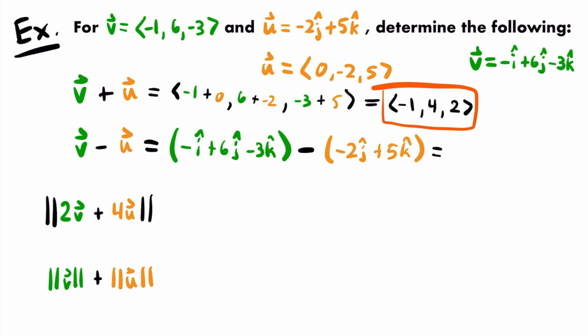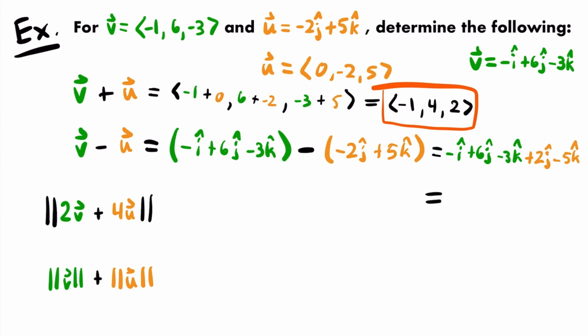So this will be equal to -i plus 6j minus 3k, but then we're going to distribute this negative through these two terms. So we'll have +2j, two negatives make a positive, and then -5k. So we'll have plus 2j and then minus 5k. And now all we have to do is combine our like terms. We add our i terms together, our j terms together, and our k terms together. It's the same thing as adding the x, y, and z components of our vectors together.